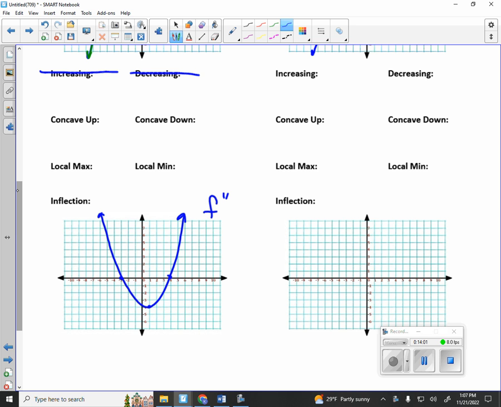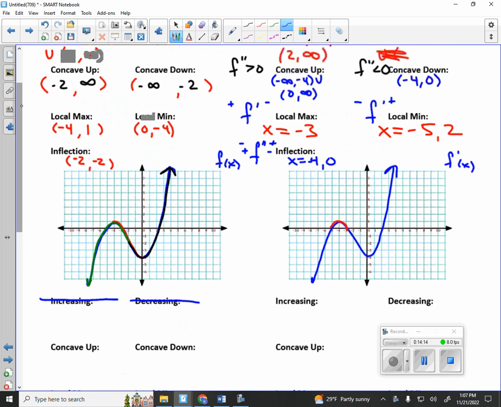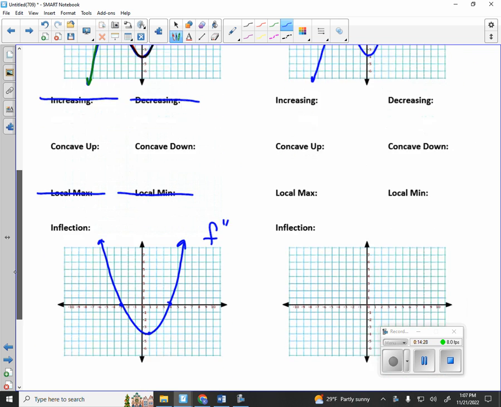F double prime doesn't tell us about the local max and local min. So it doesn't tell us anything about that. Remember that local max and local min are first derivative tests. It's when F prime changes from positive to negative, or negative to positive. These are completely unrelated questions. These are all different, okay?